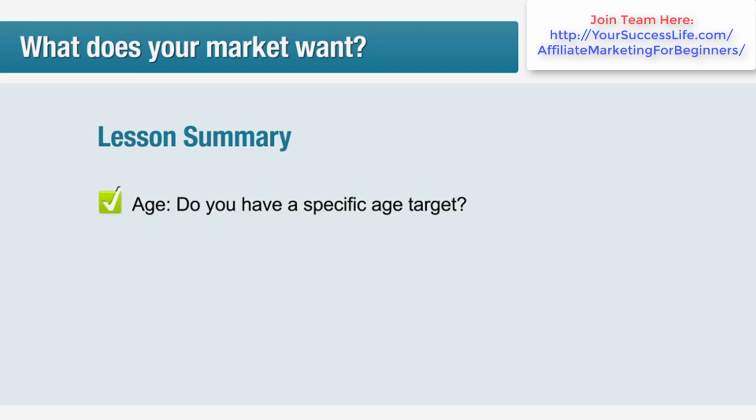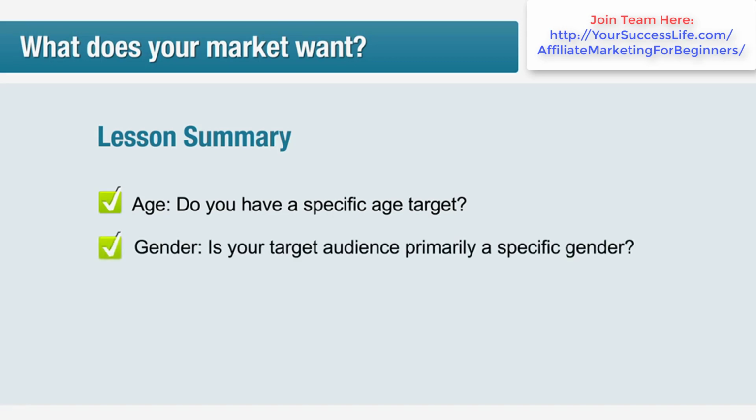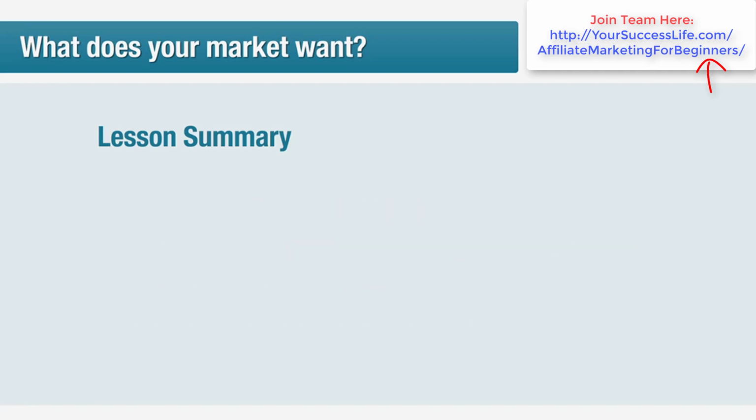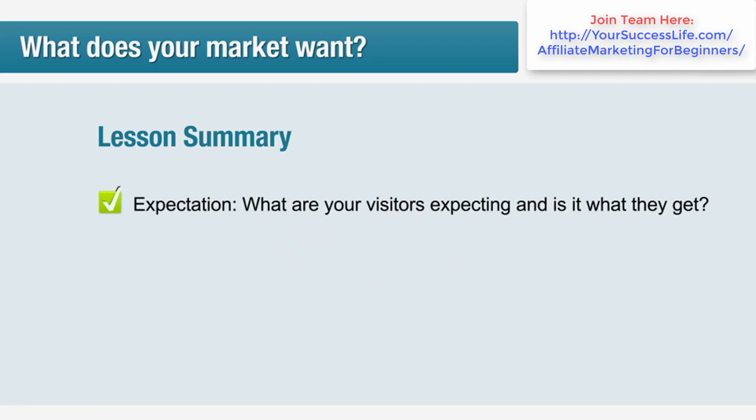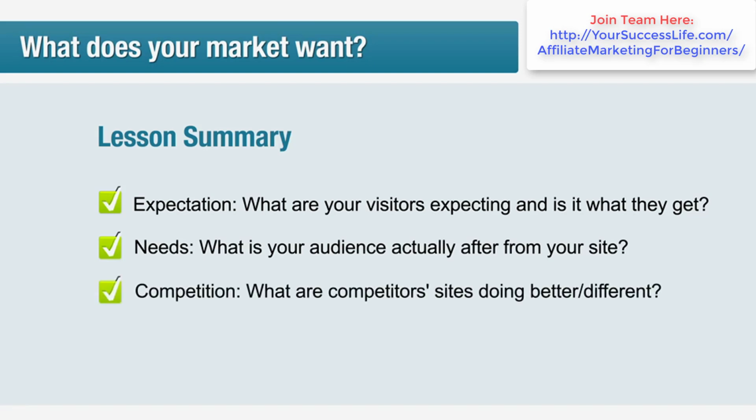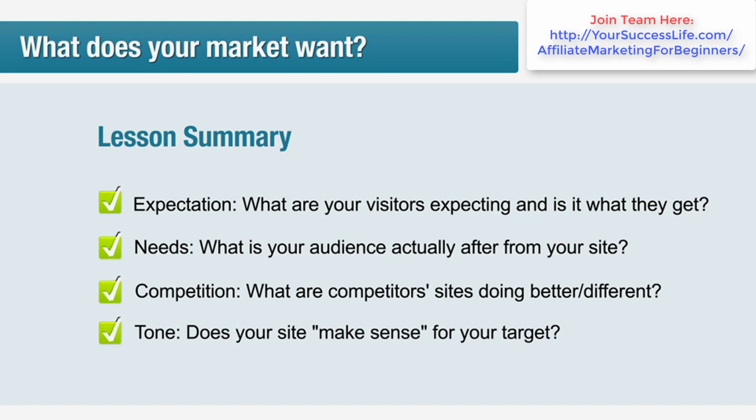Age. Do you have a specific age target? Gender. Is your target audience primarily a specific gender? Location. Where are they from? Prior knowledge. What do they already know? Expectation. What are your visitors expecting and is it what they get? Needs. What is your audience actually after from your site? Competition. What are competitors' sites doing better or different? And tone. Does your site make sense for your target?